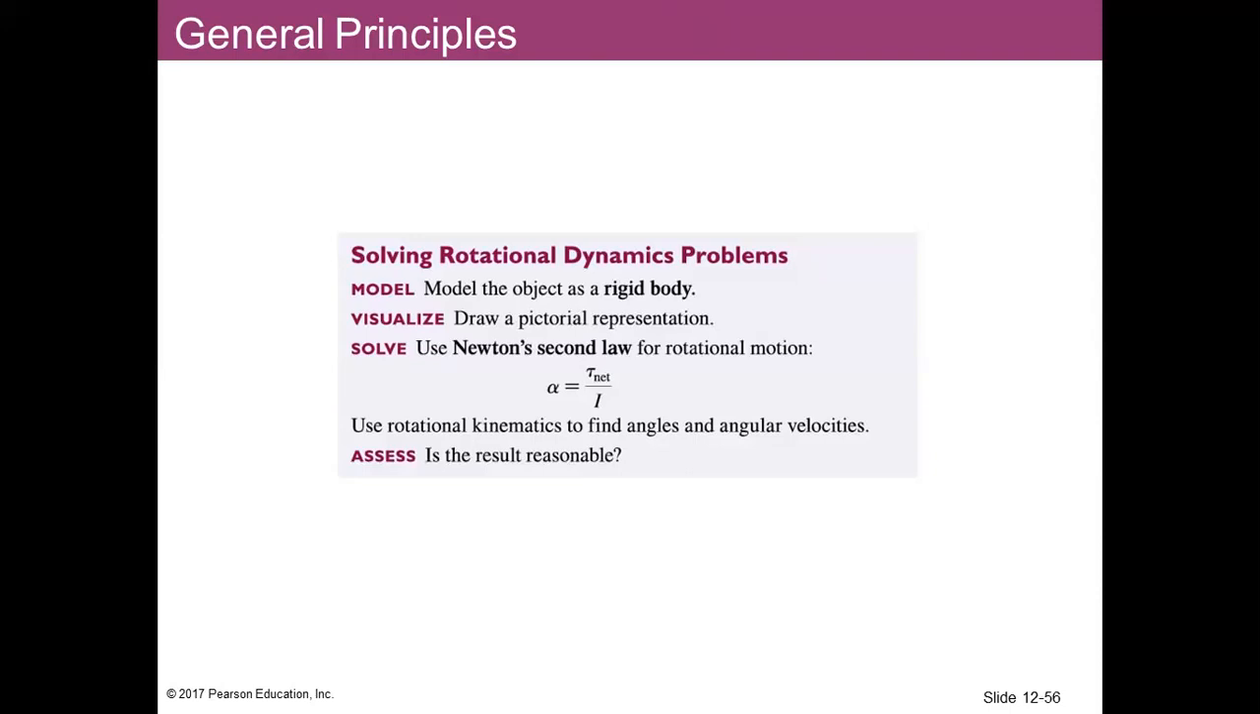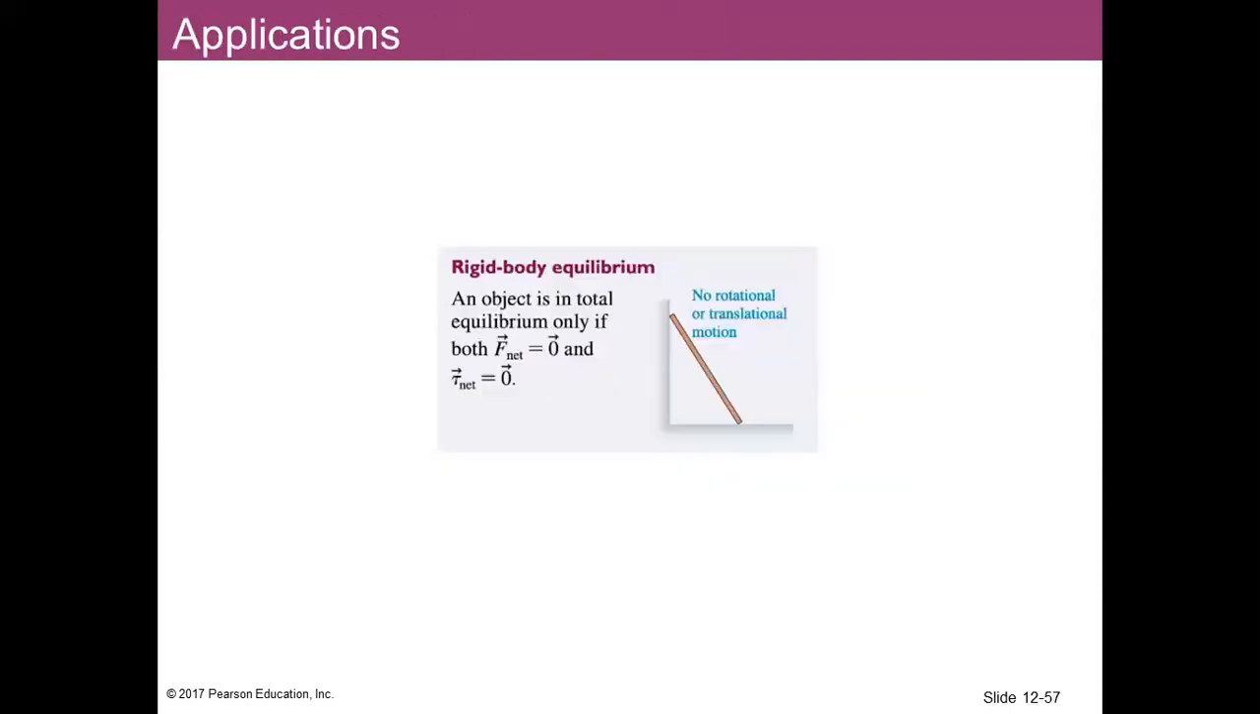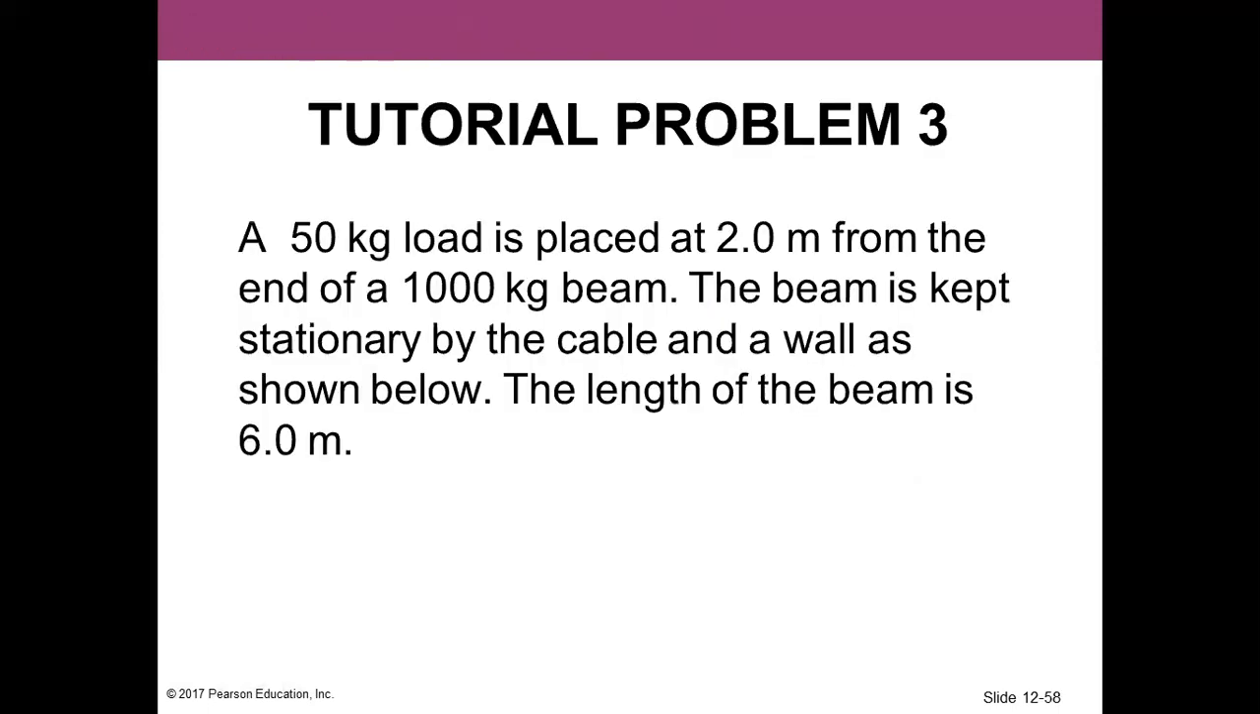Solving rotational dynamics problems, we use Newton's second law. So alpha, the angular acceleration, is equal to the net torque over the moment of inertia. As you can see here, this object is not moving. It is stationary. Then the net force is 0 and the net torque is 0.